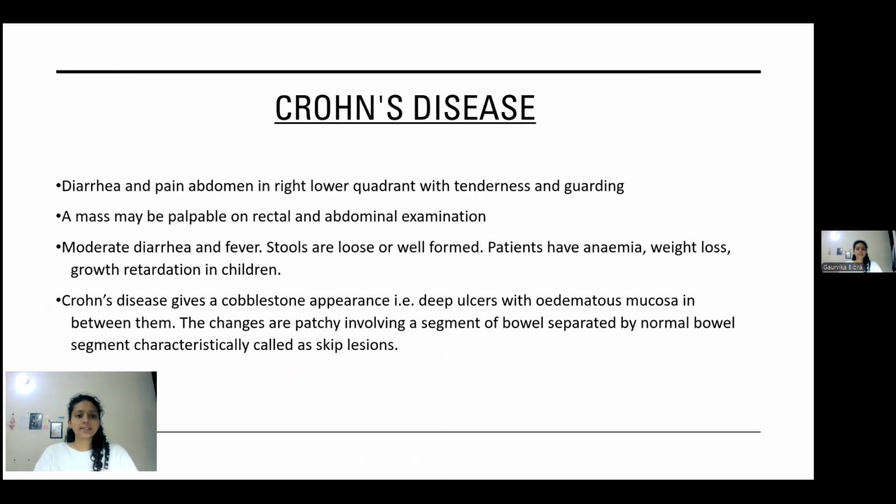In Crohn's disease, there is diarrhea and pain abdomen in the right lower quadrant with tenderness and guarding. A mass may be palpable on rectal and abdominal examination. Moderate diarrhea and fever. Stools are loose or well formed. Patients have anemia, weight loss, and growth retardation in children.